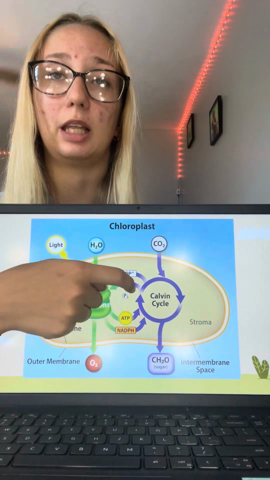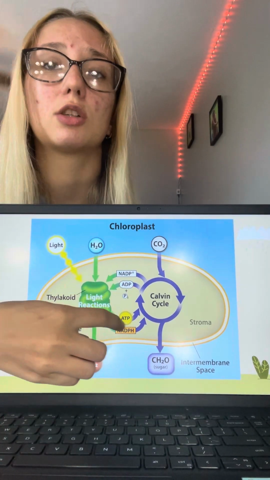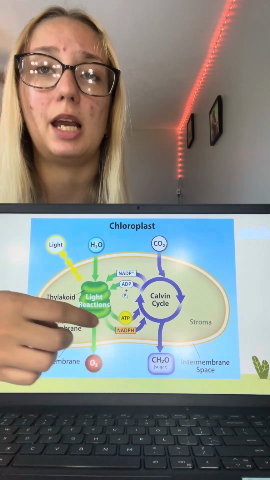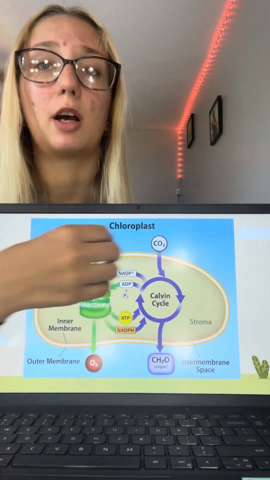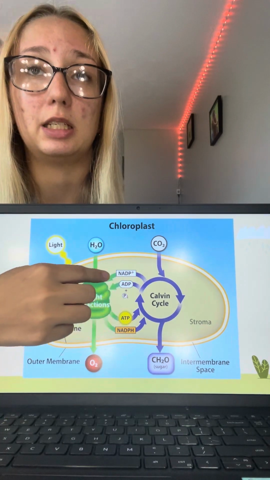And you can see that these can go either way. They bounce off of each other. So ATP and NADPH are going to go over. But if we're going from the Calvin cycle to the light reaction, we're going to have ADP and NADP+.